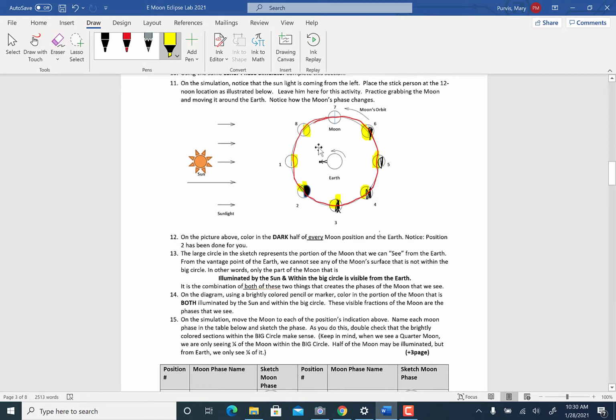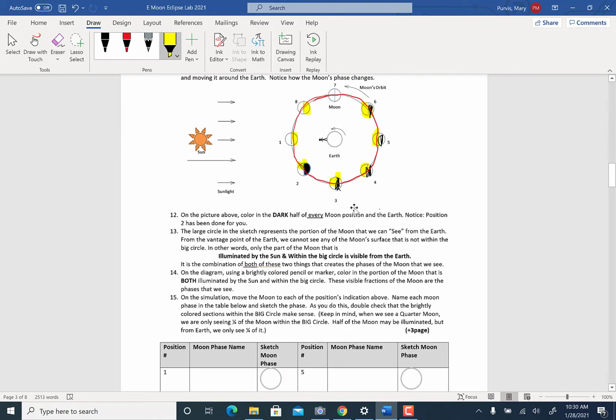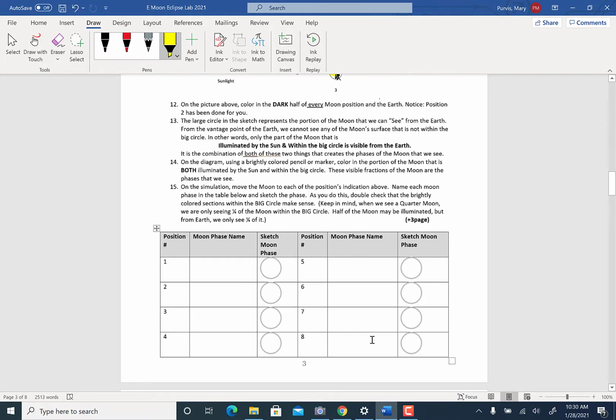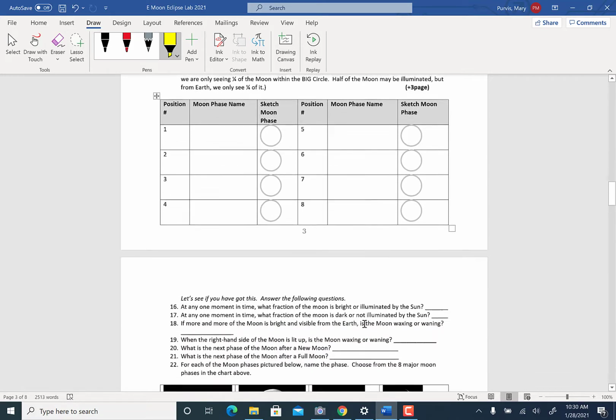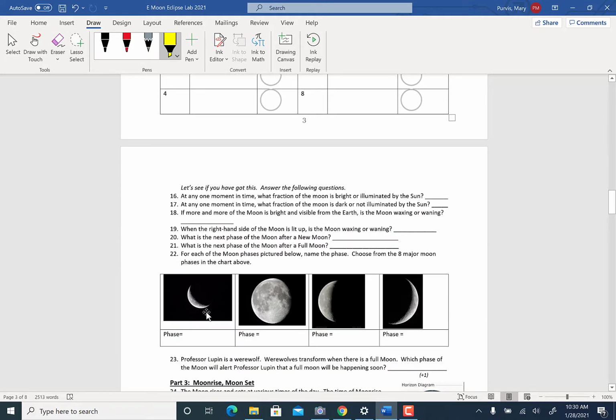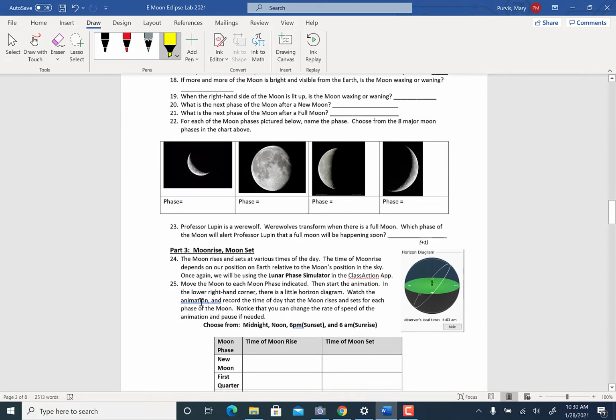Then name those. Using this up here, can you name what phases you've got going on and put those down below? Here are some photos of the moon. Can you name those? And trust me, on the quiz for this week, you're going to have some photos and you're going to be asked to name phases of the moon.